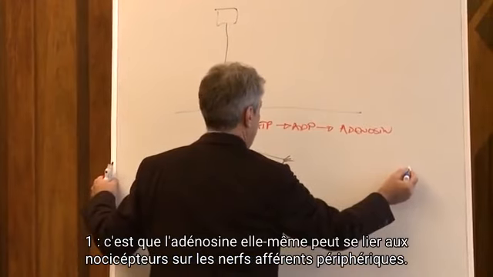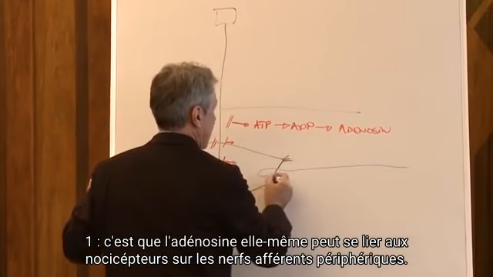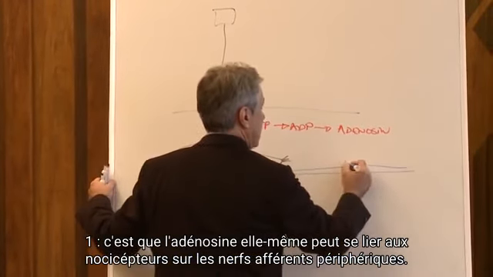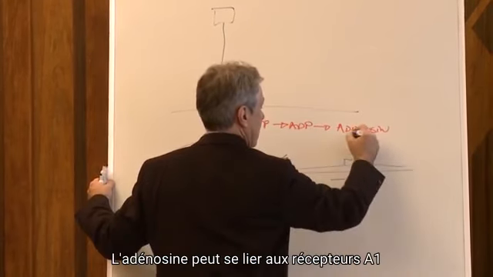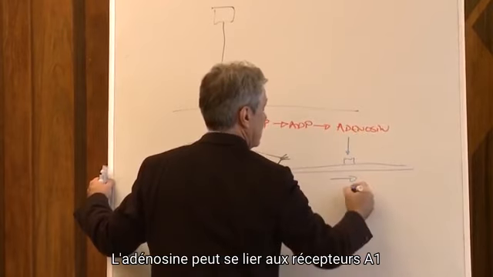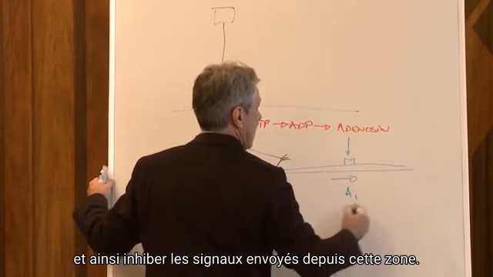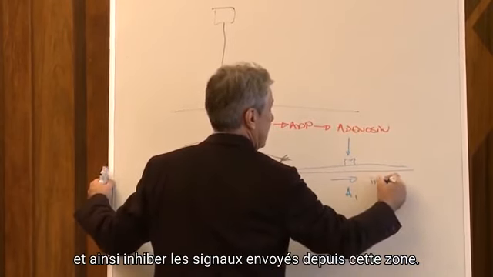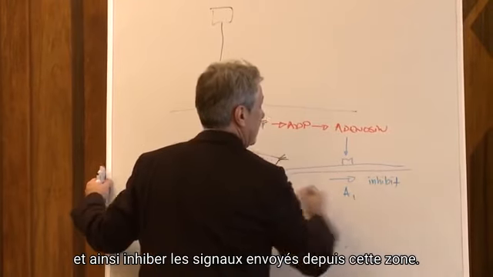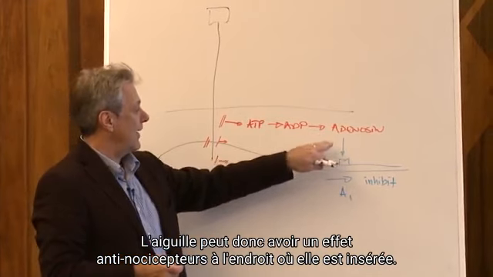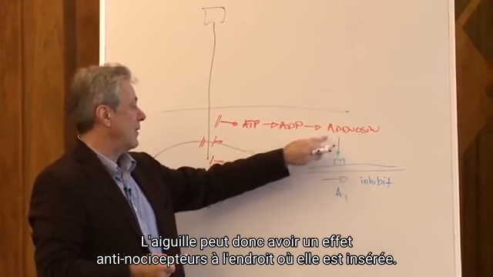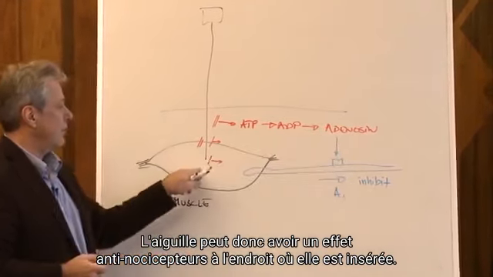One is that adenosine itself may actually bind to nociceptors on the peripheral afferent nerves. So adenosine may bind to A1 receptors and then may actually inhibit the signals from this area. So one of the reasons could be actually that we may have a small anti-nociceptive effect from the acupuncture needle in the peripheral site.